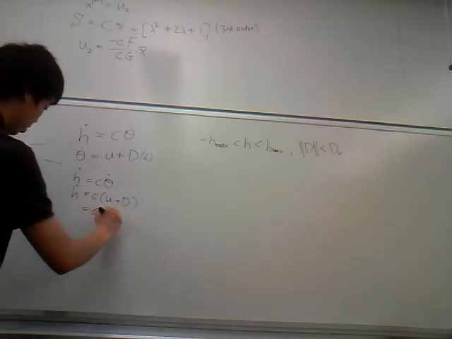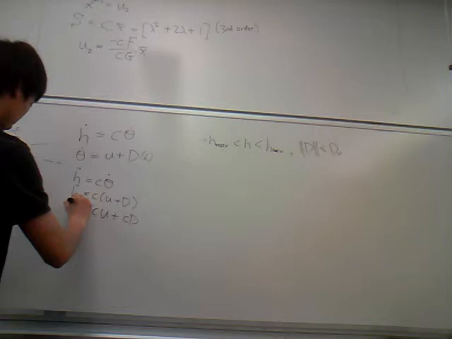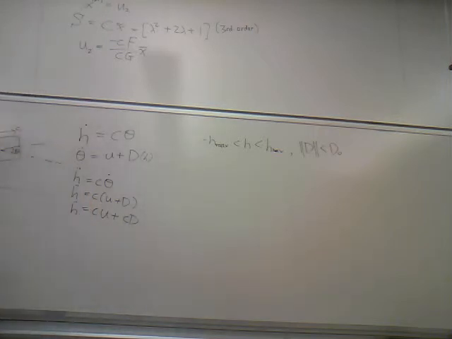So this is some Cu plus Cd. Now we look at this, we might say, well, this looks kind of like a 1 over s squared plant, except we got this thing over here that we don't really know anything about. So what we can do is ignore it for now.